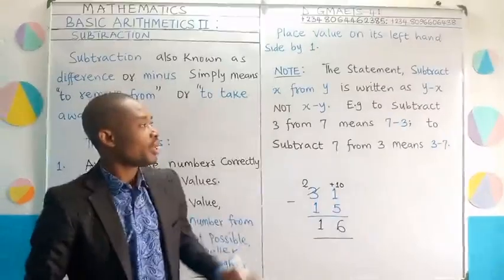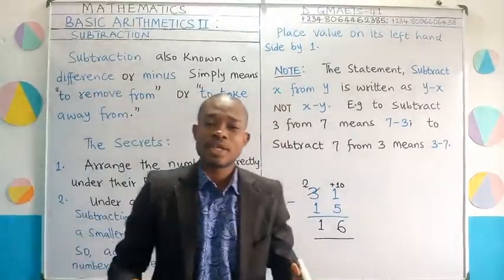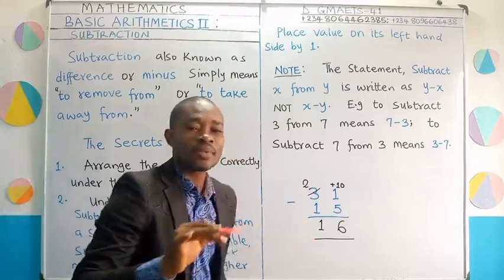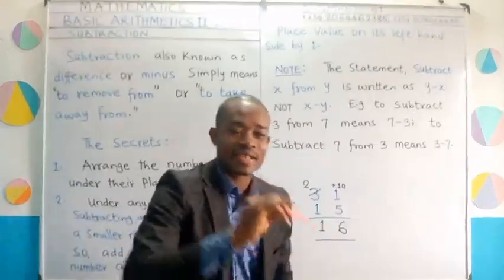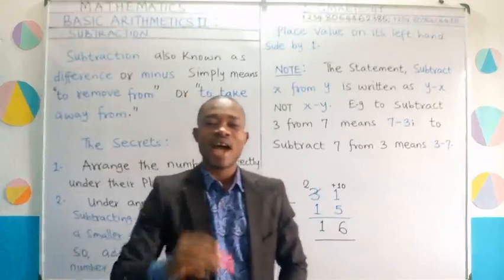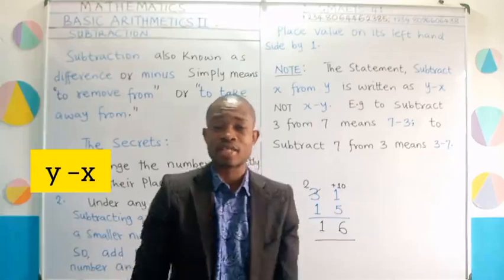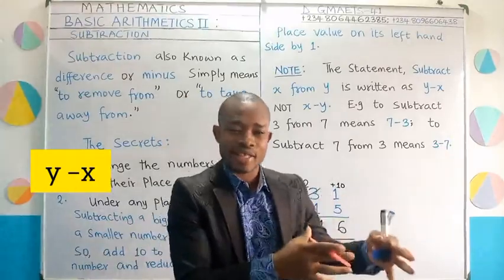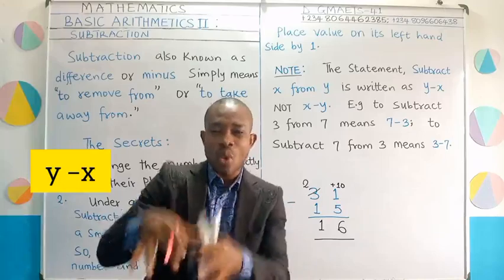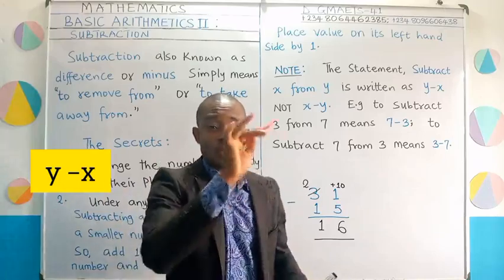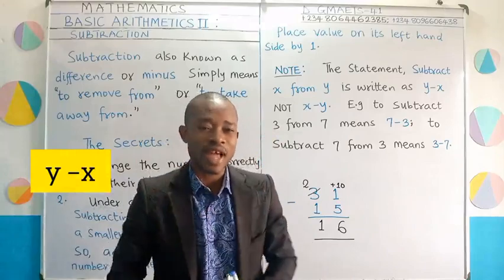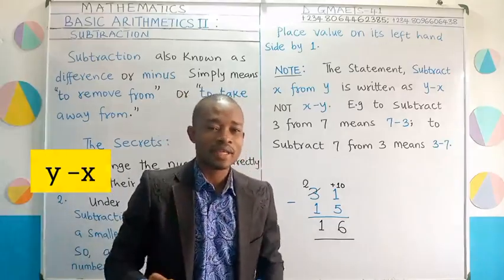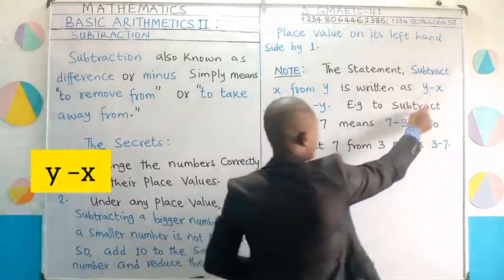Alright, having said that, please take note of this. Whenever you hear the statement, subtract x from y, how do we write it in mathematics? Subtract x from y. We write it as y minus x. That is the meaning of that statement. Subtract x from y. It means you are removing x from inside y. So it's going to be y, you pull out x from it. And that is y minus x. So take note of that. When you hear subtract x from y, don't go and do x minus y. The correct thing is y minus x.